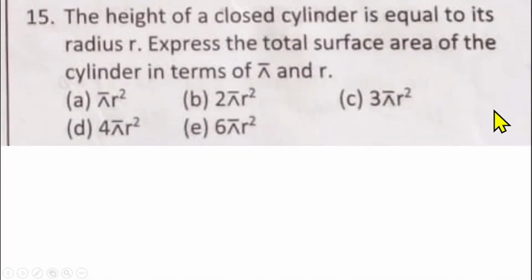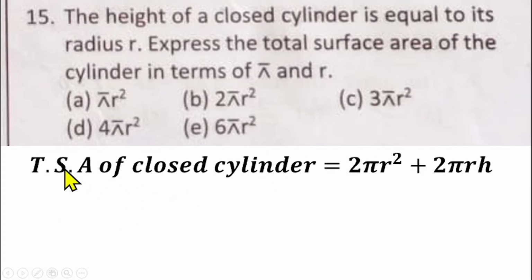Question number 15 is from the mensuration of solid shape. The height of a closed cylinder is equal to its radius. Express the total surface area of the cylinder in terms of pi and r. So the total surface area of a closed cylinder is 2 pi r squared plus 2 pi r h, which is the curved surface area plus the area of the two closed ends.